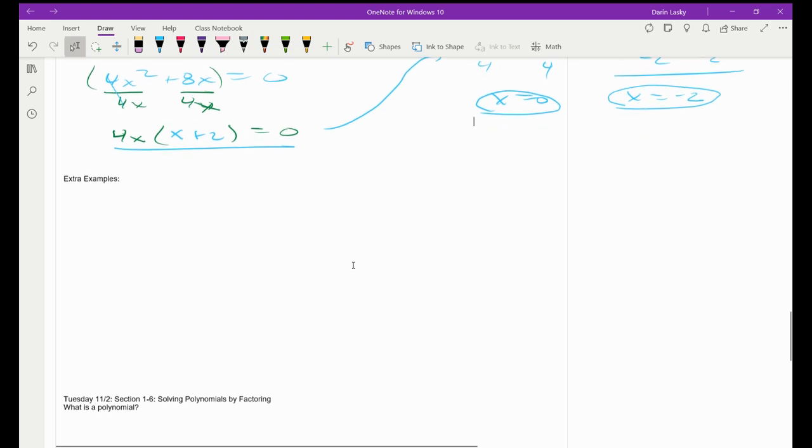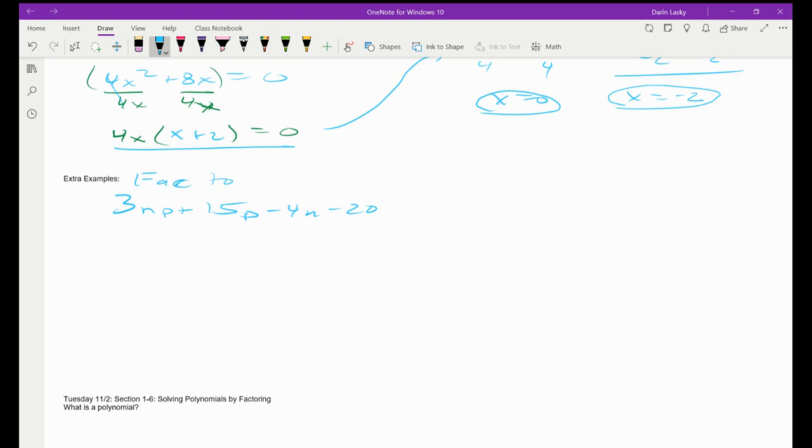All right. Now, I'm going to go ahead and give you guys some extra examples on how to use the area model. Let me go back to the page, guys. I flipped the page too many times. So let's look at this: 3NP plus 15P minus 4N minus 20. Okay. And we want to factor this, okay?